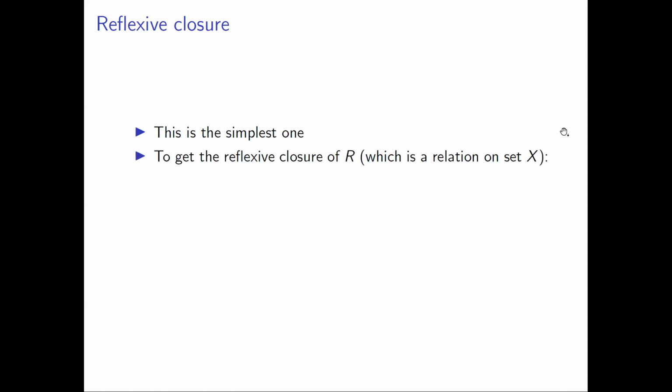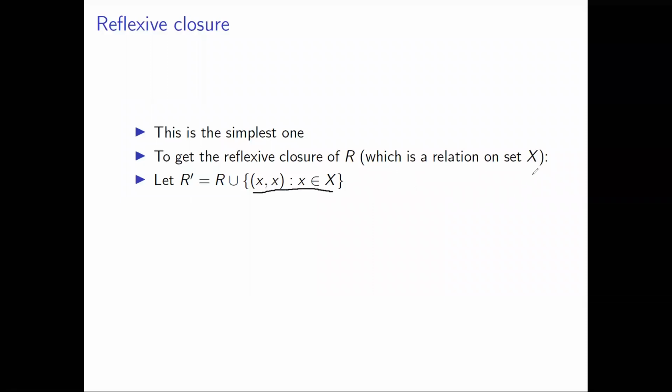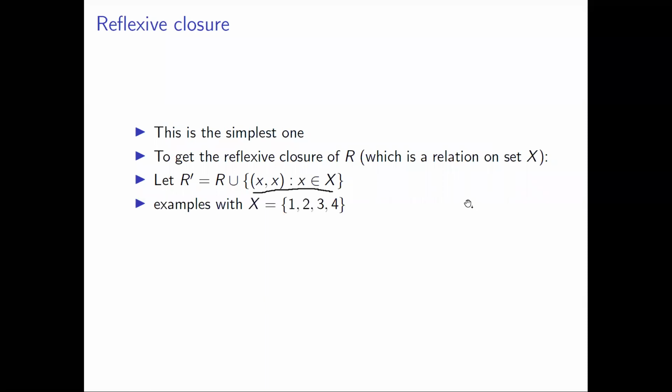To calculate the reflexive closure of some relation R on a set big X, we just calculate this new relation R prime, which is equal to R union the set of ordered pairs little x comma little x for little x in the set big X. This set on the right is sometimes called the diagonal of the set big X. And we're going to see some examples of how to calculate the reflexive closure of some relation on some set.